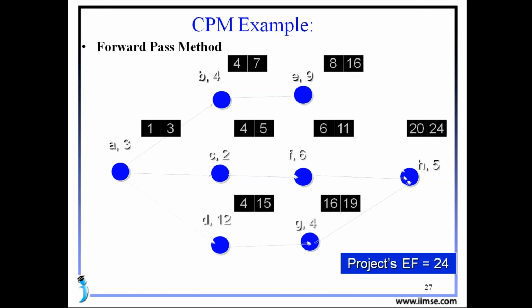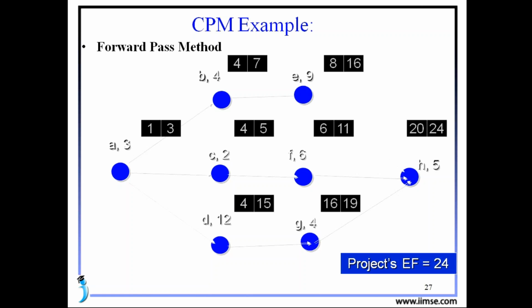And one more thing, E is completing on 16th. Immediately after 16th we cannot start our H because G is continuing until 19th. The activity whichever will take more time, from that only we should continue. So H will follow the G. G is completing on the 19th, so H will start on 20th.